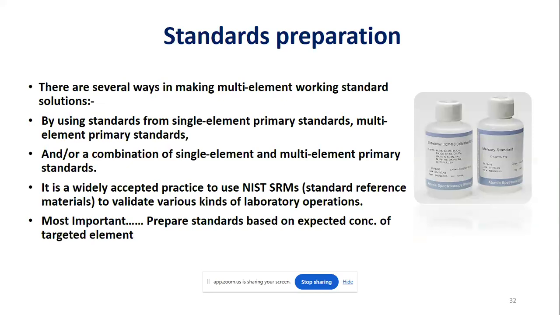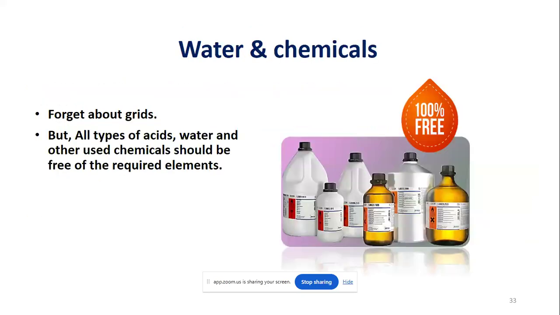So we need to prepare standards with different concentrations. Say I want to prepare the calibration curve up to 100 mg per liter, for example, up to 100 ppm. So I need to prepare various standards, say 1 ppm, 5 ppm, 10 ppm, 20, 50, and 100 ppm. For that, I need to use the NIST certified standard reference materials, and by using this standard reference material, I prepare the various standards to generate this calibration curve.